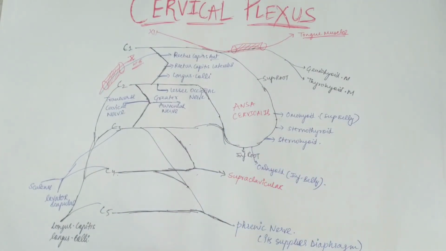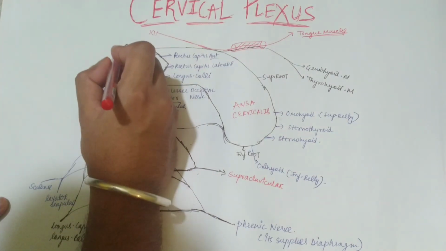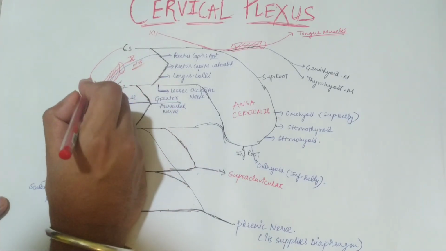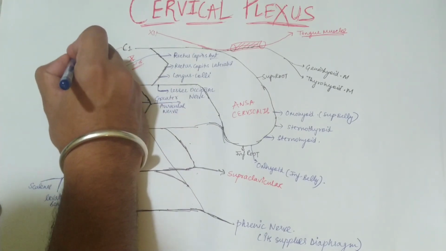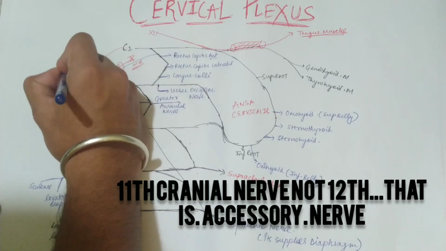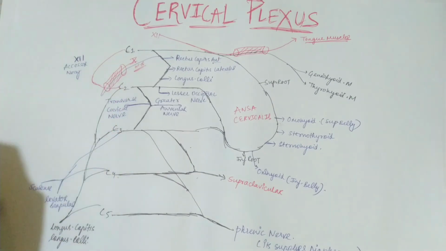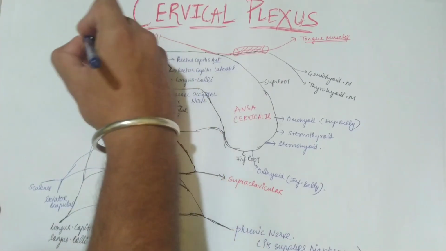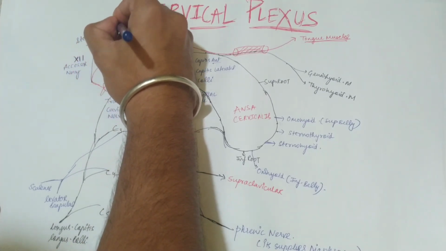Now we are left with the transverse cervical nerve, which is done. One more point is linked with our accessory nerve. The motor fibers from the C1 and C2 roots are joined by the spinal root of the 11th cranial nerve, the accessory nerve. The accessory nerve motor fibers and the C1, C2 spinal root motor fibers join and supply the sternocleidomastoid muscle.